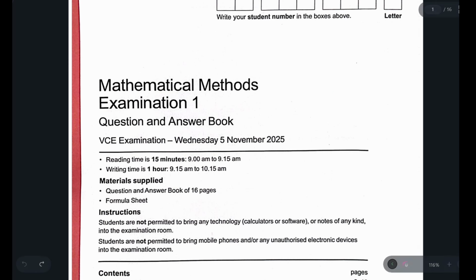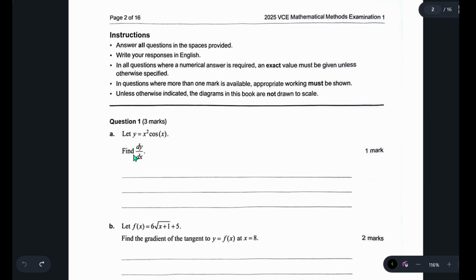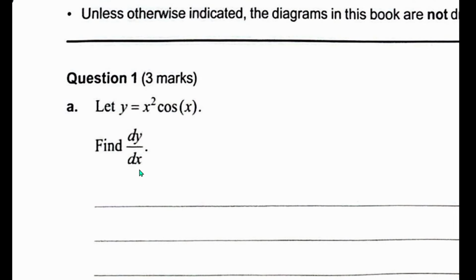So we have the 2025 VCE Math Exam, the exam 1 for Math Methods. Let's have a go. I'll also be skipping all the probability questions. Easy derivative question, use the product rule.